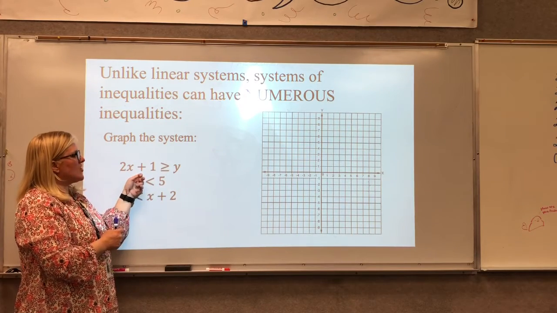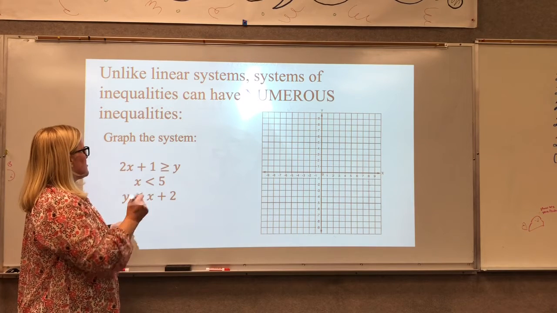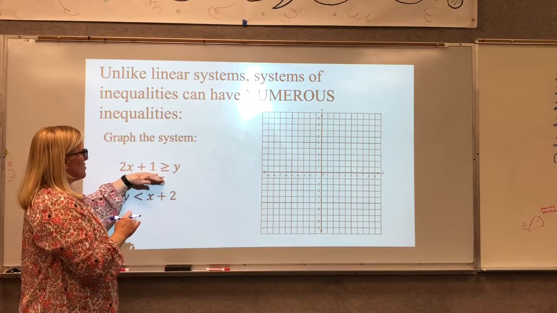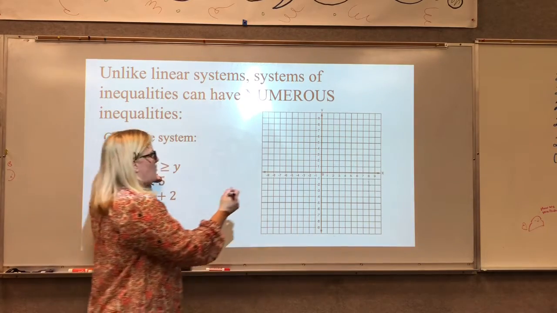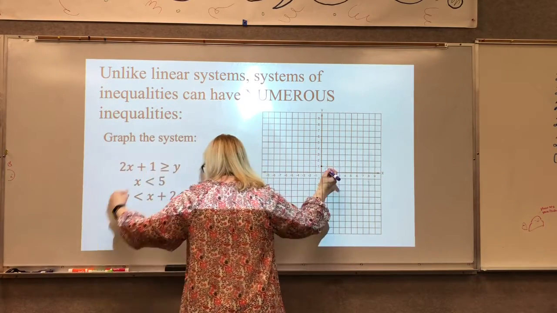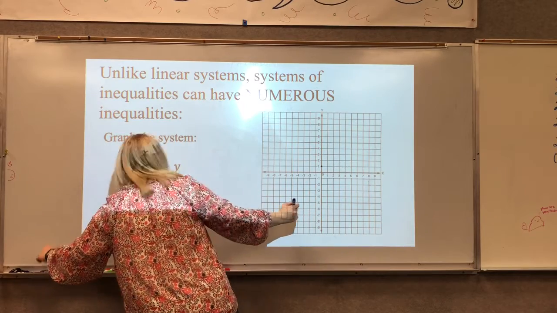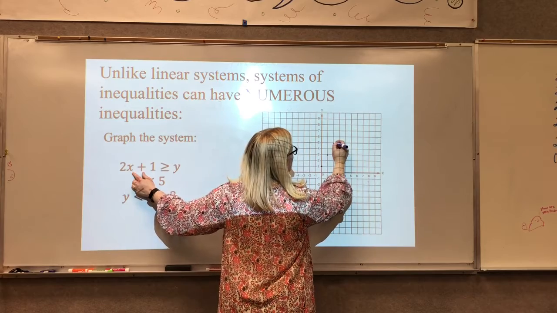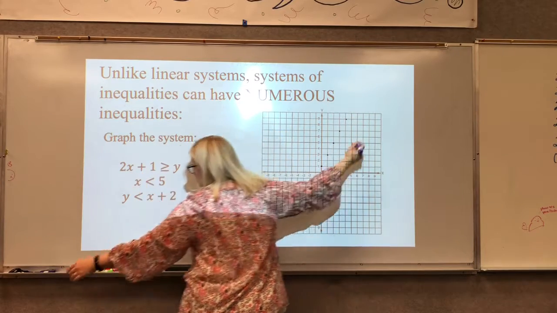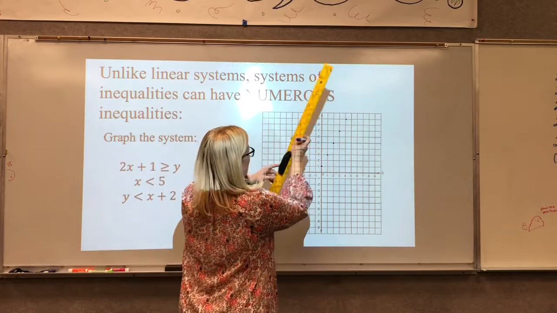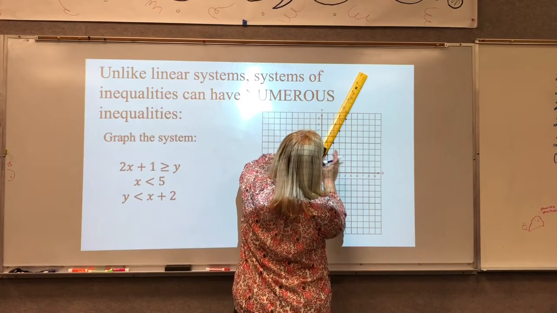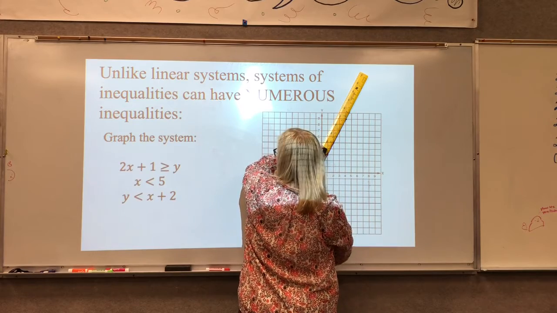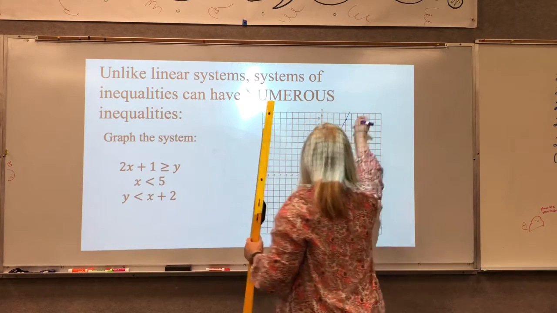Okay, so let's look at this one and see what happens. For this top one, I'm going to treat it like y equals 2x plus 1. So my y-intercept is 1. Okay, and then my slope is 2, so up 2 over 1. And it's a solid line because it is a greater than or equal to.